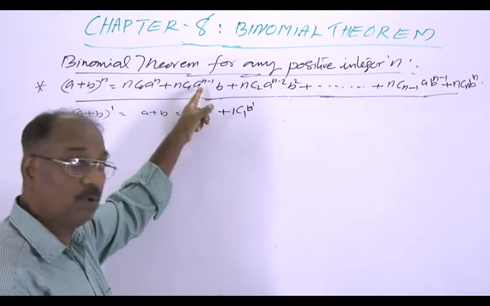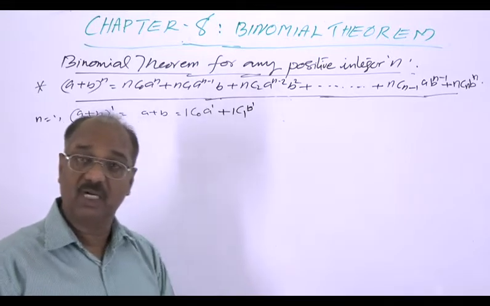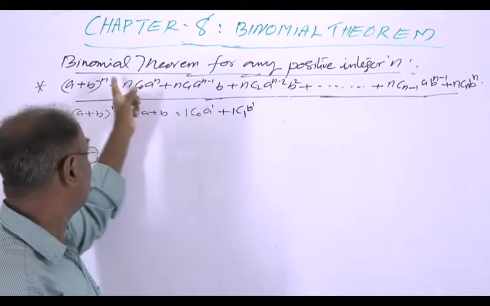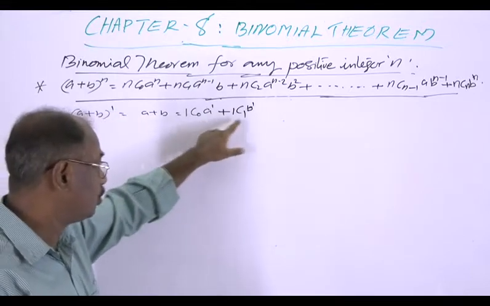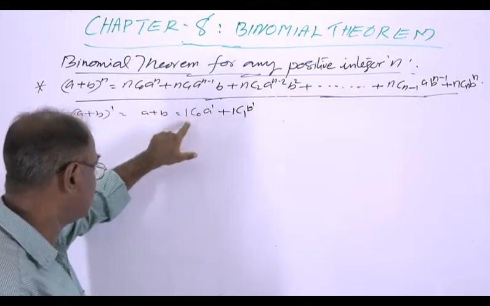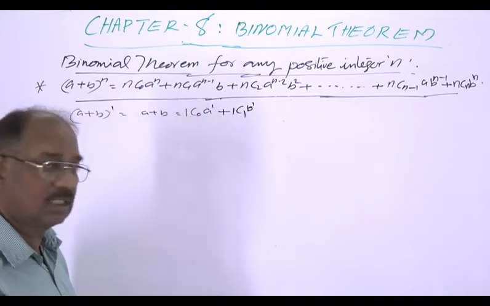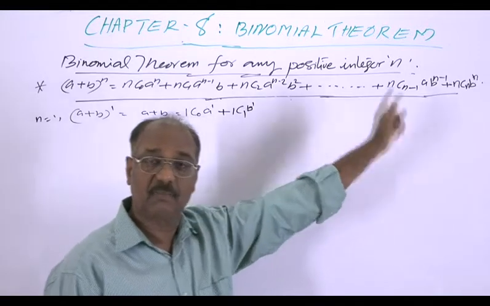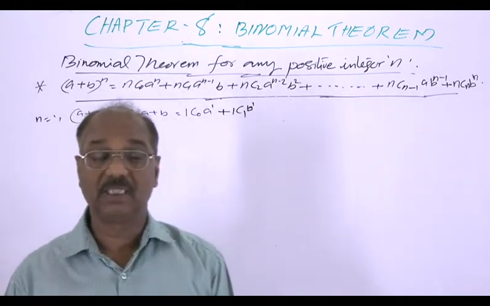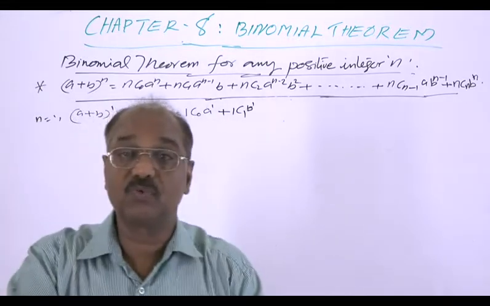But this is in this form. When n = 1, we have only two terms. For n, we have n + 1 terms, so when n = 1, only two terms. This is the first term, nC0 a^n, that is 1C0 a^1. And this is the last term, nCn b^n, that is 1C1 b^1. So this is exactly in this form, and therefore the theorem is true for n = 1.